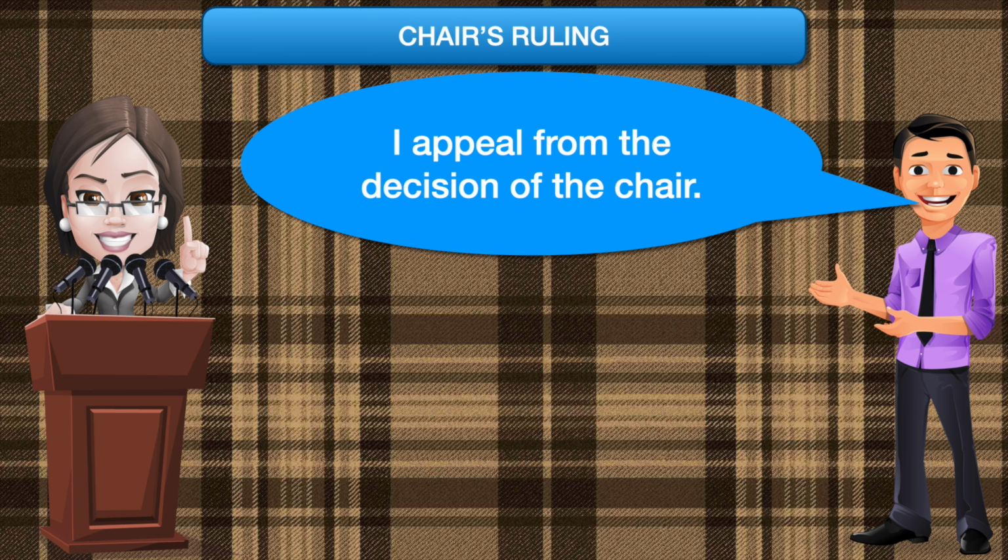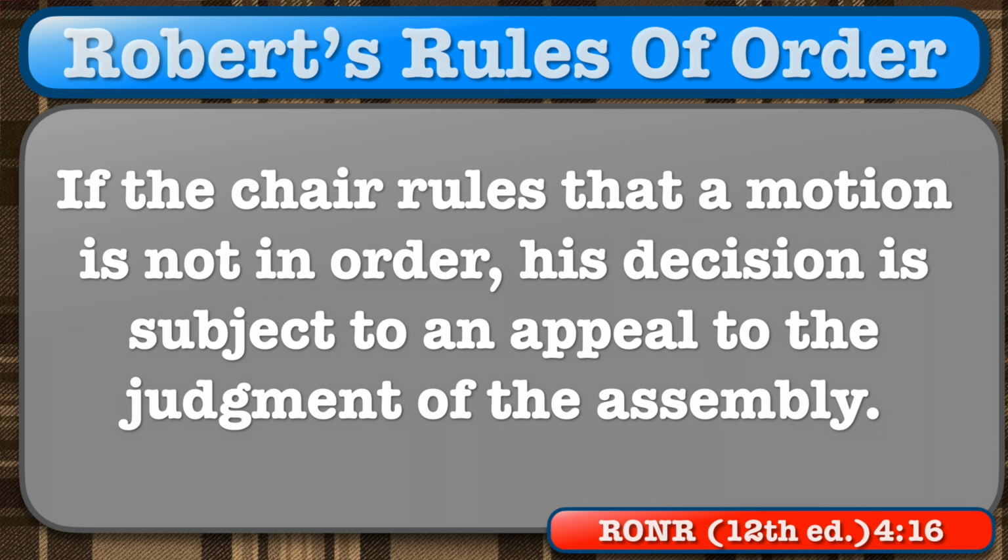If the appeal receives a second, the matter is taken out of the chair's hands and placed before the assembly for final decision, requiring a majority to overturn the ruling of the chair. This ensures that the assembly can prevent the chair from violating the rules or the rights of members. Robert's Rules of Order provides, "If the chair rules that a motion is not in order, his decision is subject to an appeal to the judgment of the assembly."